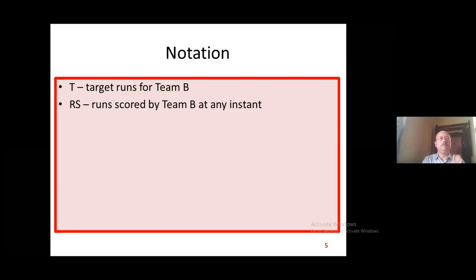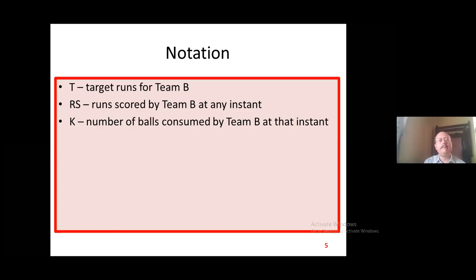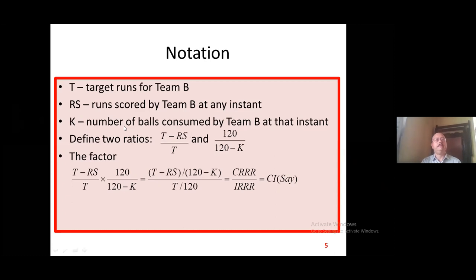Okay, so the notation is: T is the target runs, RS is runs scored by team B at any point of time. So RS is essentially indexed by K, where K is the number of balls consumed by team B. So RS at any K is what we are going to look at. We are going to define some ratios, and these ratios will give us our important metrics.